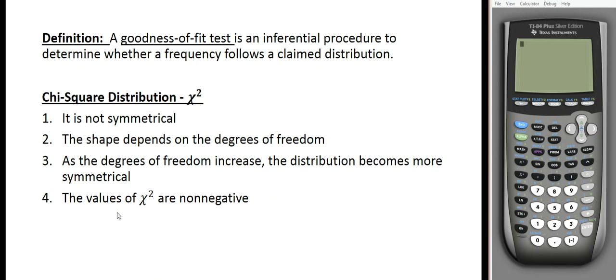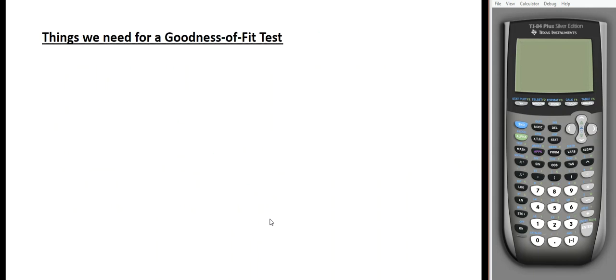And just like all of our other values when we're doing our z-test or t-value test, the values of chi-squared are non-negative, so everything is going to be above that x-axis. We will be doing the same type of testing, just a different function in our calculator. But know that we're still finding that p-value, which is really the area under the curve.